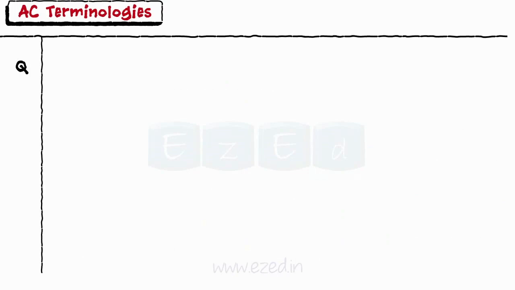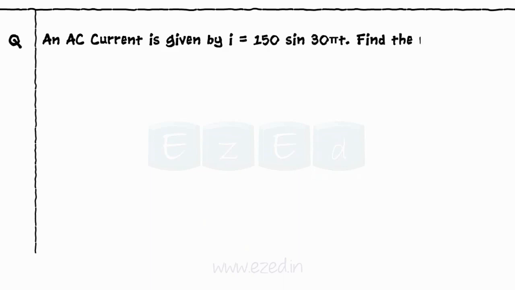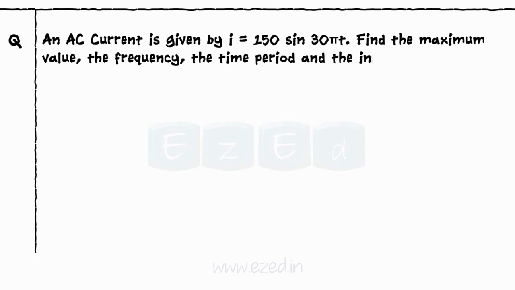Let's take an example now. An AC current is given by i equals 150 sine 30 pi t. Find the maximum value, the frequency, the time period, and the instantaneous value at t equals 5 seconds.